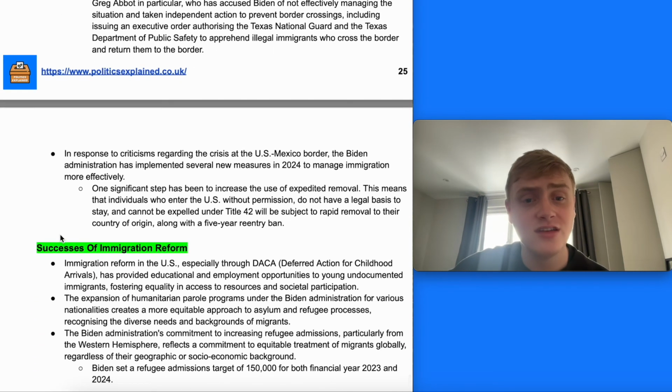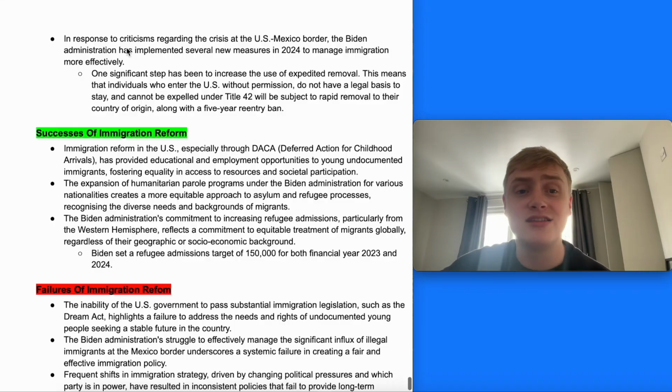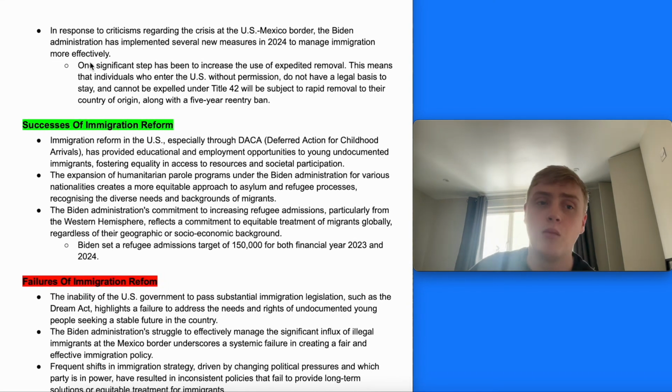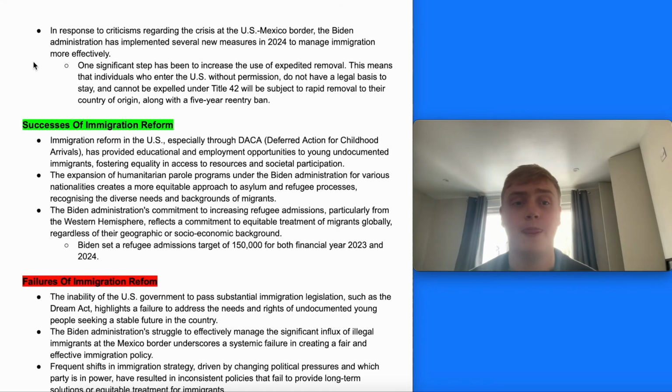In response to the criticisms, the Biden administration implemented several new measures in 2024 to manage immigration more effectively, and one significant step was to increase the use of expedited removal. And this means that individuals who enter the US without permission, do not have a legal basis to stay and cannot be expelled under Title 42 will be subject to rapid removal to their country of origin, along with a 5-year ban on re-entry.